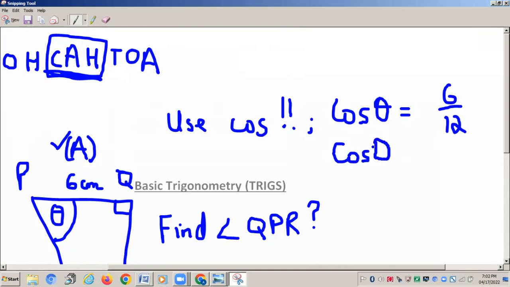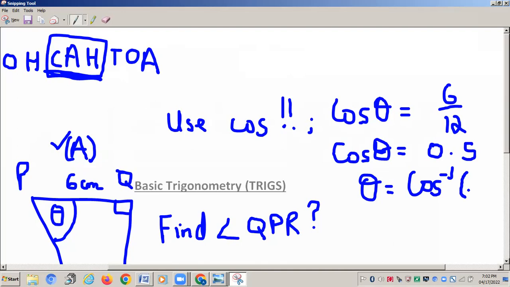What is 6 divided by 12, as a decimal? 0.5. How do you find the angle? We have to use second function, or shift. So it's cos inverse to get the angle. What's cos inverse of 0.5? 60. Beautiful. You know it's 60 already because we have done this already. That's it.